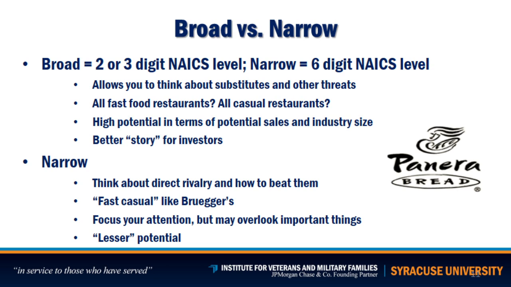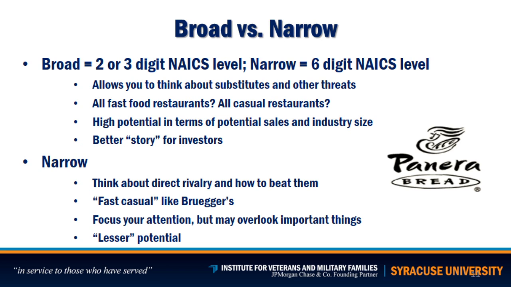If you look, for example, at Panera Bread, if you use the broad 2 or 3 digit NAICS level, it gives you a picture of all fast food restaurants, all casual restaurants, right? And this gives you the high potential in terms of potential sales and industry size, and also gives you better information to tell a story for investors, right? Because you can say this is a $50 billion industry that we want to compete in, if you go in as Panera Bread, for example.